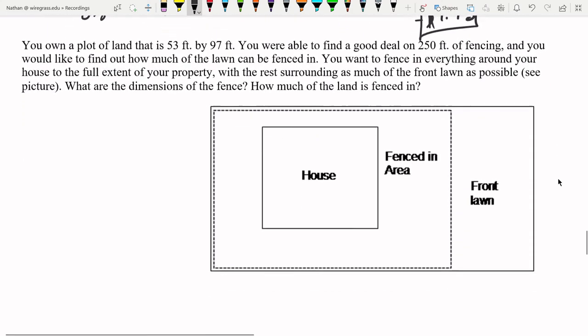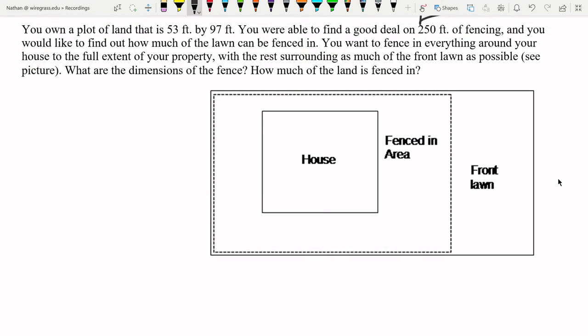For the next one, we have a plot of land that is 53 by 97. And we have 250 feet of fencing. And we want to figure out how much of the land is fenced in. So this is our land here. Whenever you can draw a picture, do so. It tends to help figure out what you're trying to find.